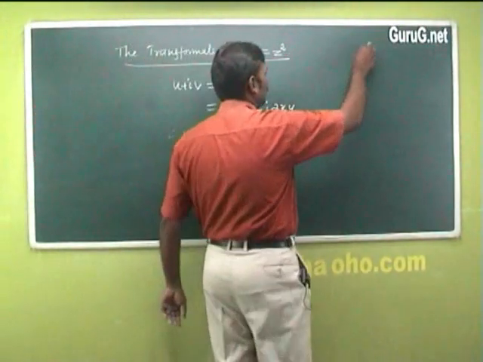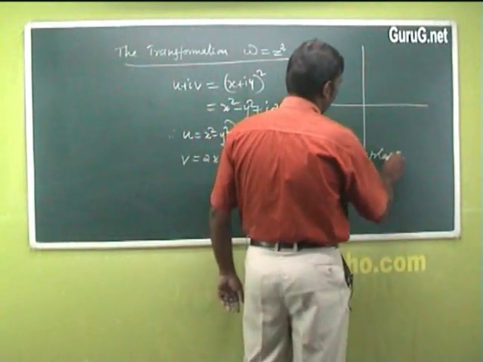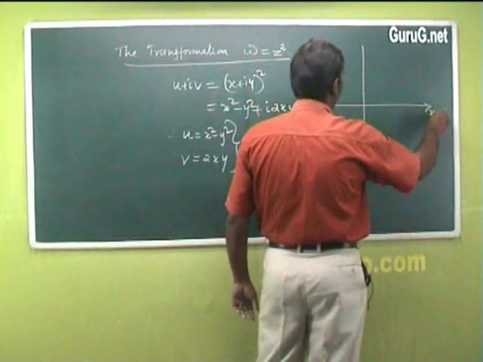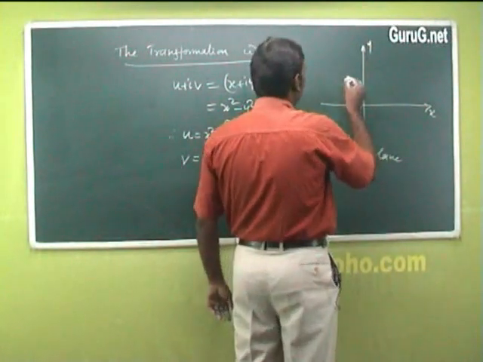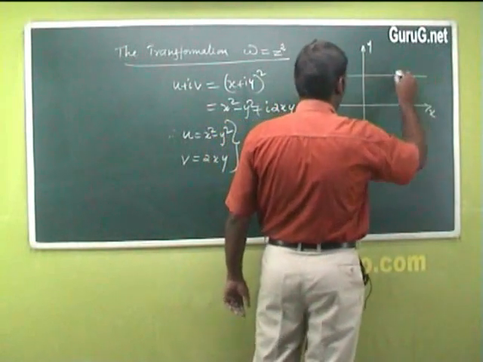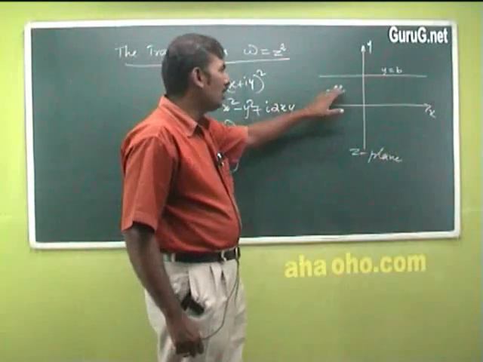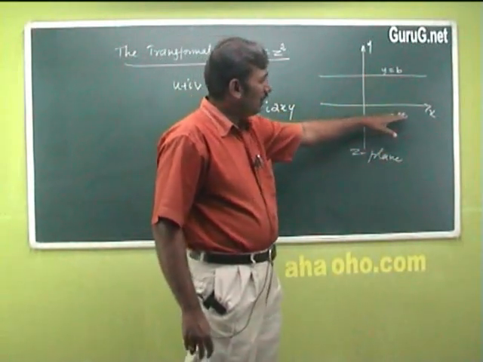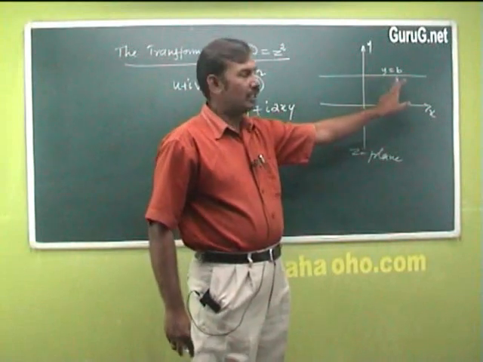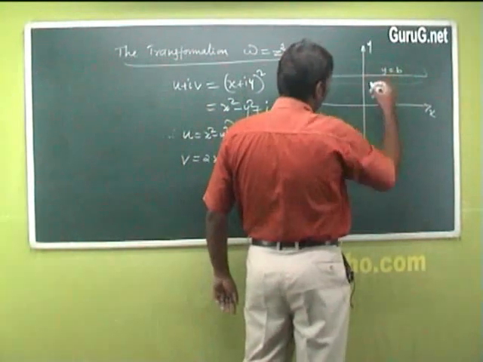Now consider a line parallel to y axis. Suppose this is the Z plane. This is x axis and this is y axis. Suppose I consider a line parallel to x axis, y equal to b. A parallel line to x axis is y equal to b. So I want to find out the image of this parallel line in the W plane.